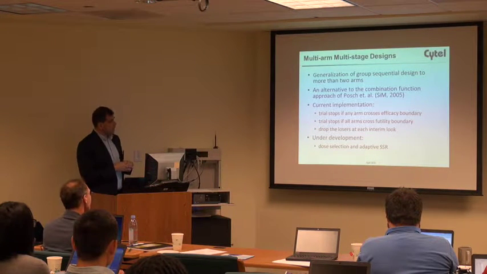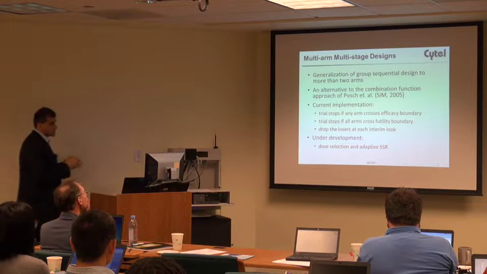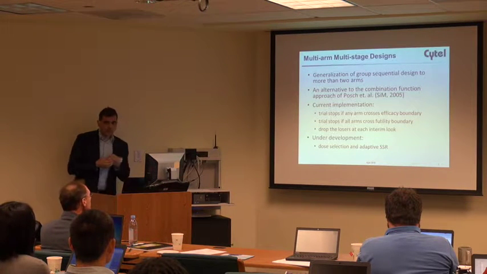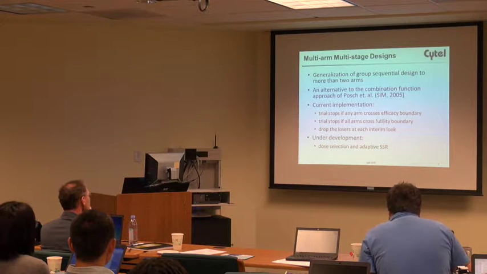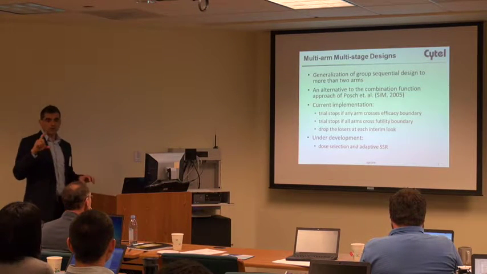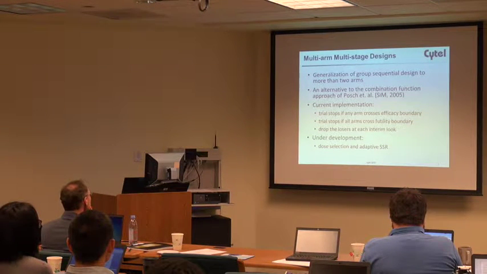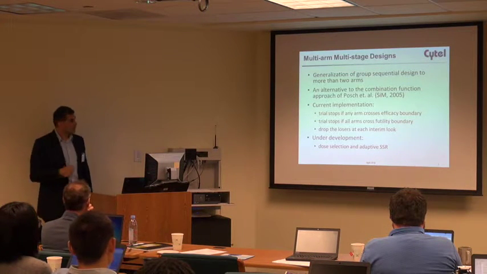So in the current implementation that we have in East, we might have, as I said, many arms, and we might have different stages. We can stop the trial if the efficacy boundary is crossed by any of the three arms, or we can stop the trial if the futility boundary is crossed by all arms. If the futility boundary is crossed by some of the arms, these arms will just be dropped for the next stage.